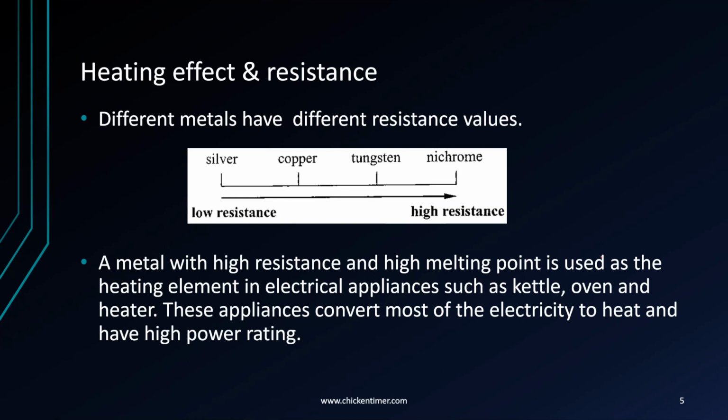If you use silver as your heating element, what you observe is current just flows through as per normal, and the water doesn't get heated up if you are using an electric kettle. So with high resistance in the heating element, this appliance will convert electrical energy to heat. Then their power rating is quite high. Then you have to know what power is.